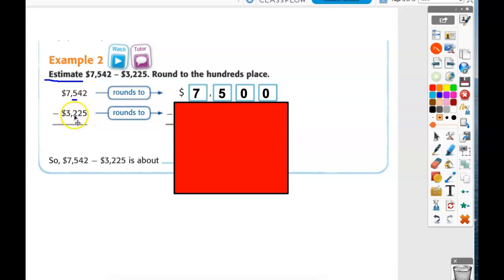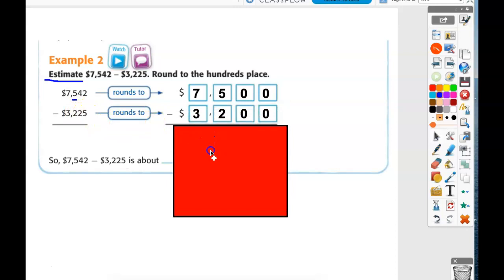3,225, again, I need to look at my hundreds place. Look at the guy to the right. 3,225 would round to 3,200.